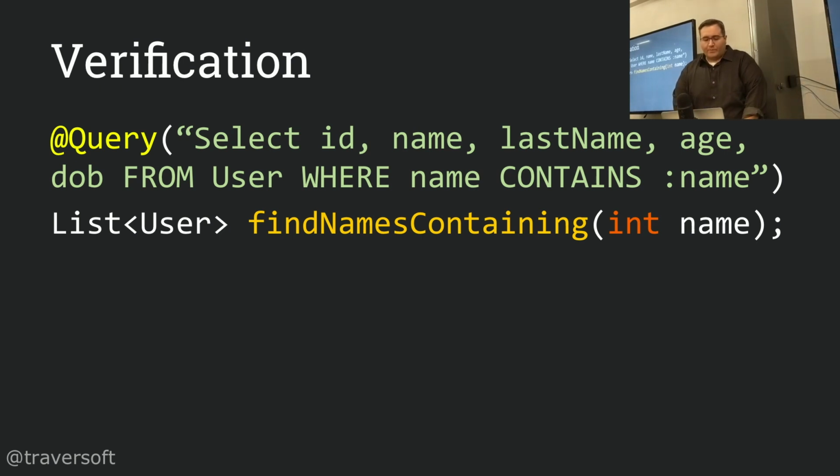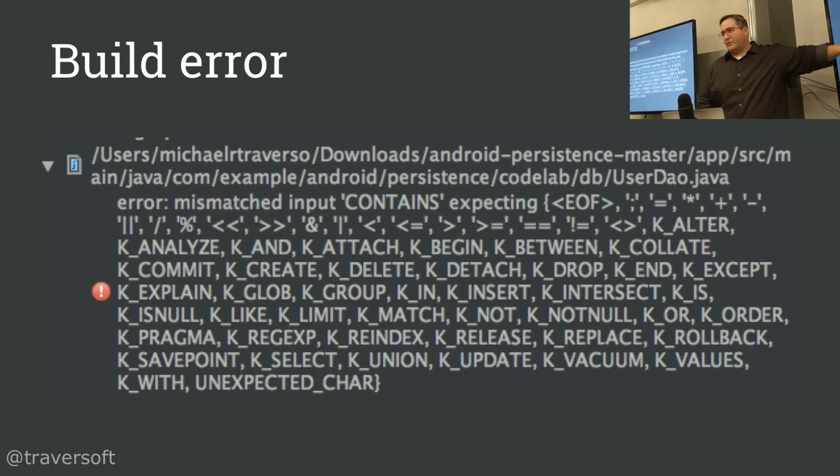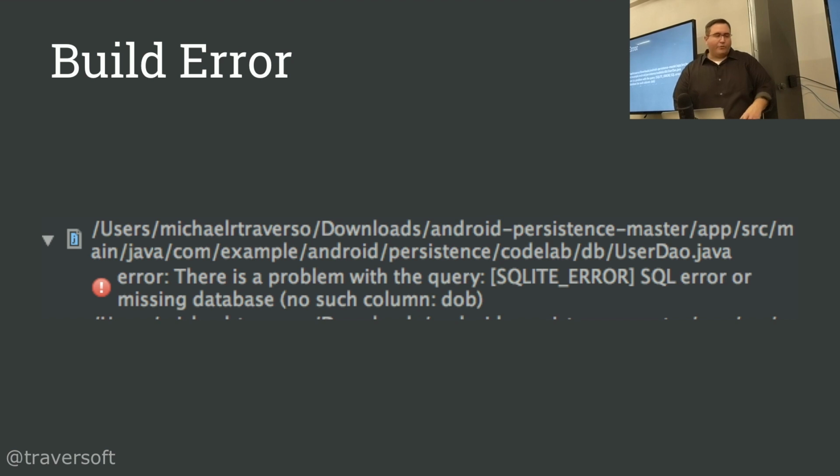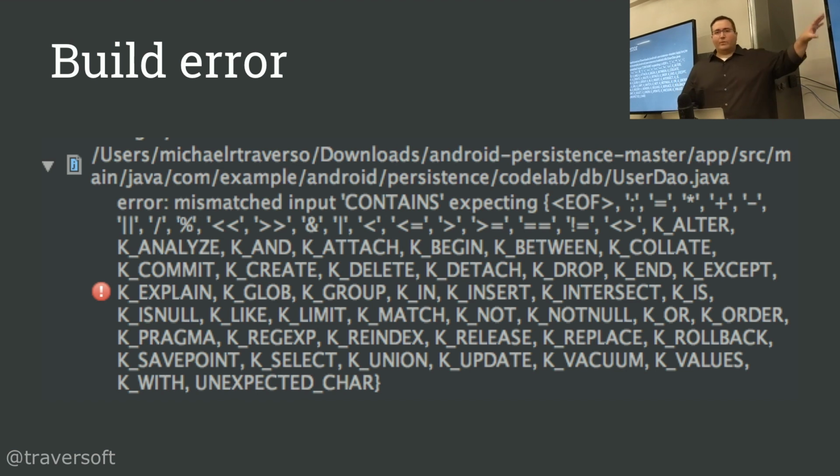So first it complains, hey, you're using a SQL keyword I don't know about. So let's change it, and we just swap out contains with like. Now if we try to compile this, it complains that there's no date of birth. It says right here, SQL error, missing database, no such column, DOB. So that's a lot easier to find than all that other mess. So one thing to note, if you screw up the SQL keywords, you're going to get this. It doesn't matter what it is. It's just going to spit out all of the possible SQL commands you could possibly throw at it. And you have to figure out where your SQL is bad.